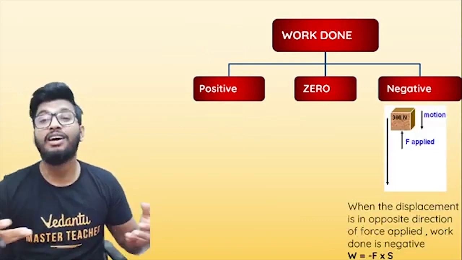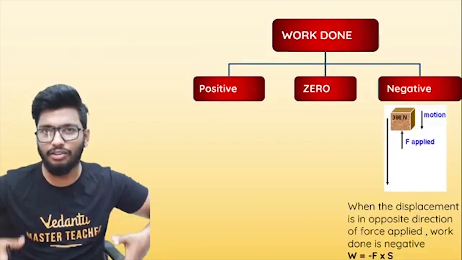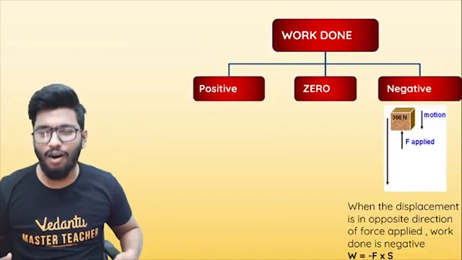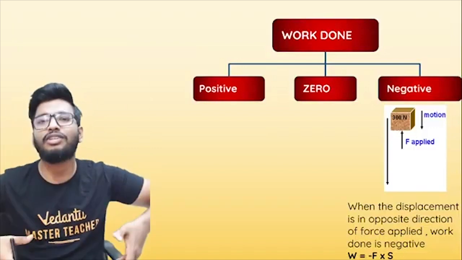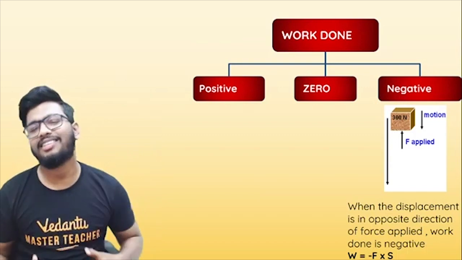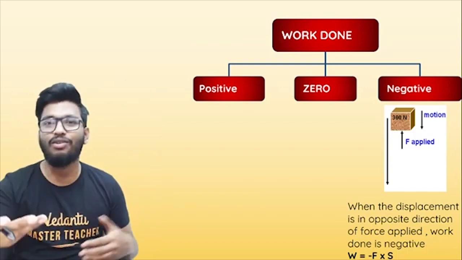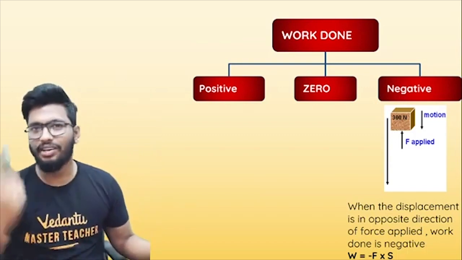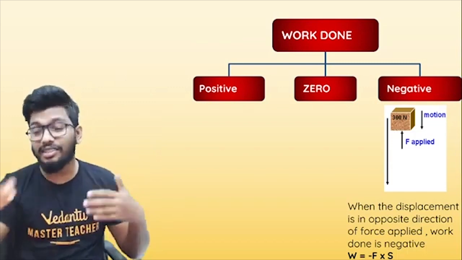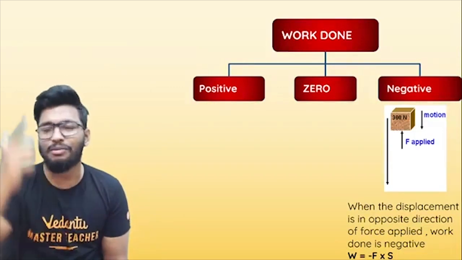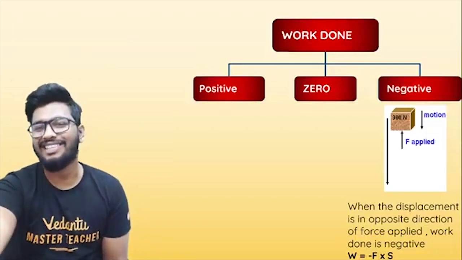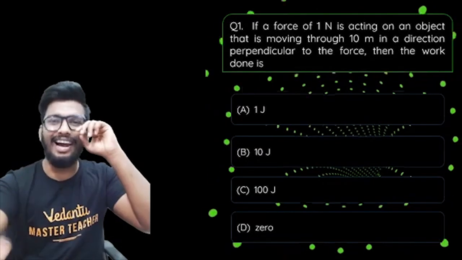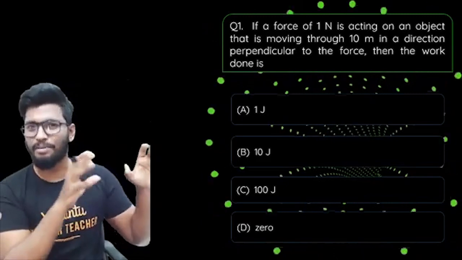For example, let's say that you're trying to push up a box, but then the box falls down. So which way is the displacement? Displacement is downwards, but the force that you applied is upwards. So in that case, the work done is said to be negative, because force is a vector quantity, and displacement is also a vector quantity. You consider the direction as well. So it goes in the opposite direction, and you see that work is negative. Alright, so that is the first part of the topic. That is the basic stuff.